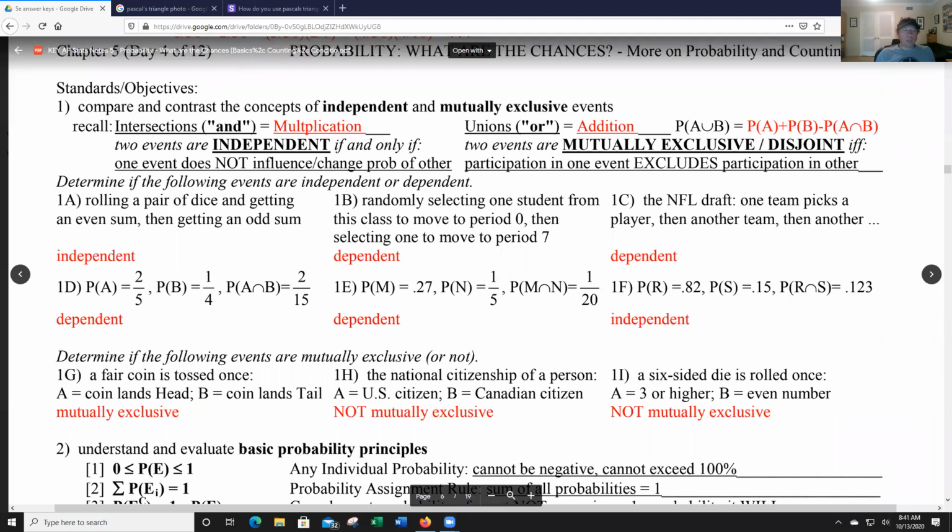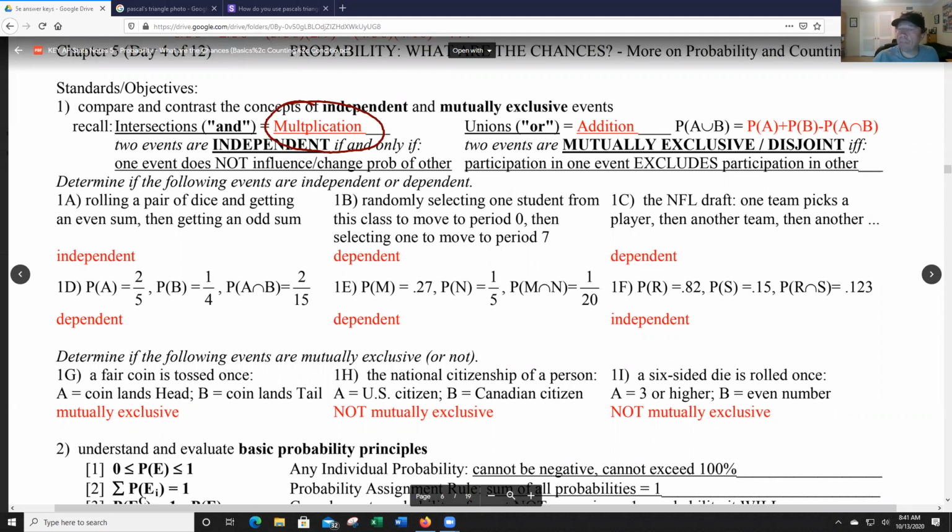We're trying to learn that the intersection, the "and" of problems, multiplication will work if the two events are deemed independent. Sometimes you're told they're independent. Sometimes you have to discover if they're independent, and we're going to do that to both of those today.